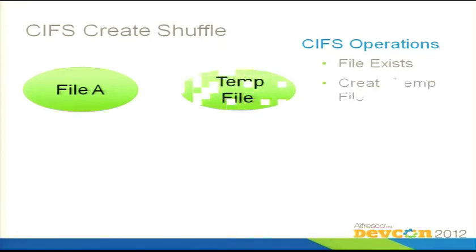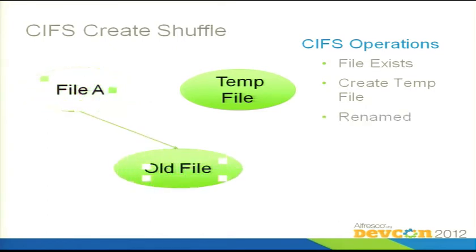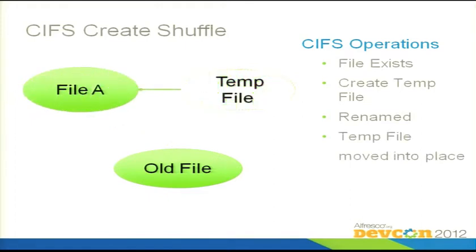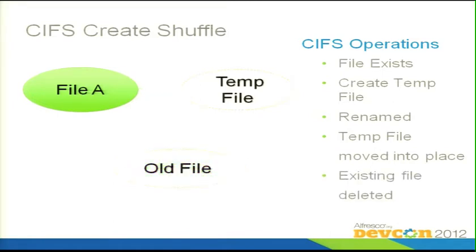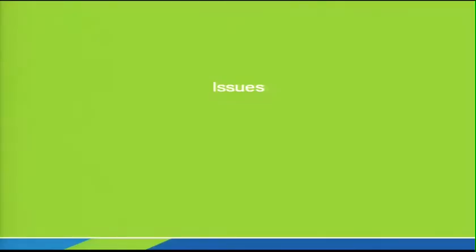So the first thing Word will do is create a temporary file. Then it will rename the existing file out of the way. Then the next thing it will do is rename the temp file back and then delete the old file. So that's just an example of a very simple CIFS shuffle.